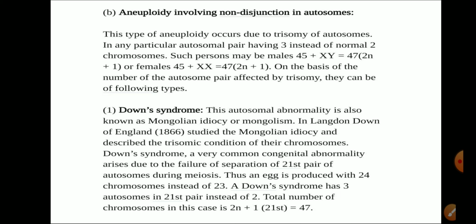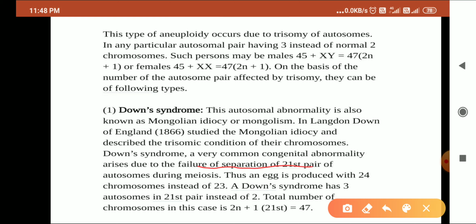So on this basis we have a type of trisomy, that is Down syndrome. This is an autosomal abnormality that is also known as Mongolism, and it is described as a trisomic condition of the chromosome. Now this Down syndrome occurs due to the failure of segregation of the 21st pair of chromosomes during meiosis. An egg is produced with 24 chromosomes instead of 23. So a Down syndrome individual has 3 autosomes in the 21st pair instead of 2.